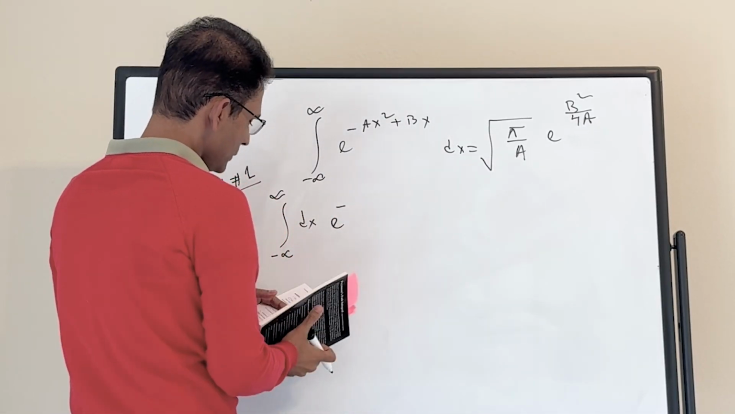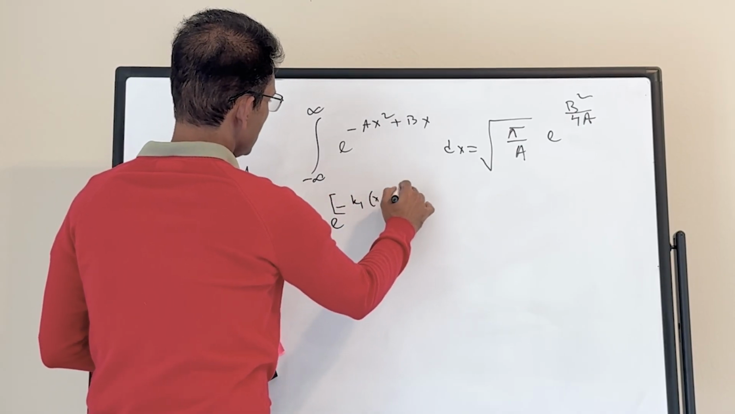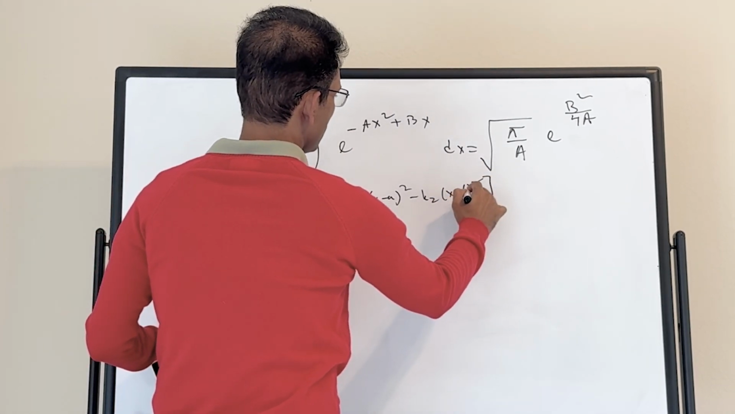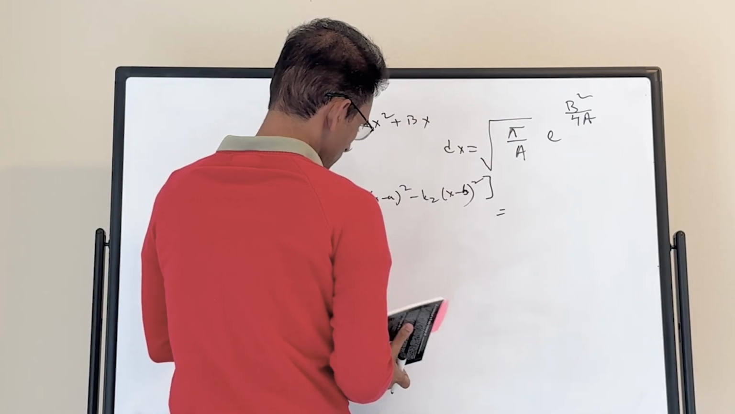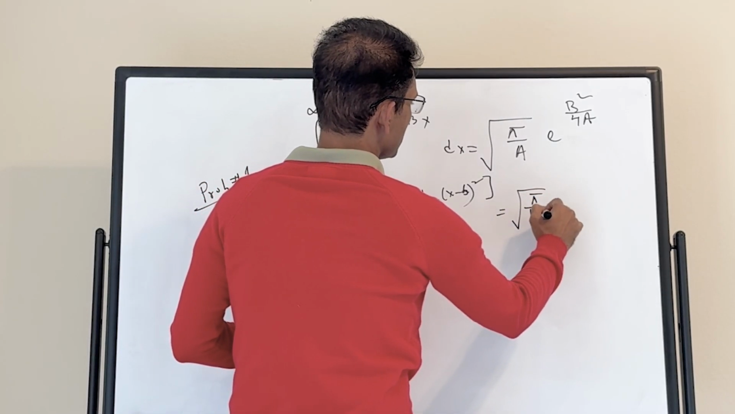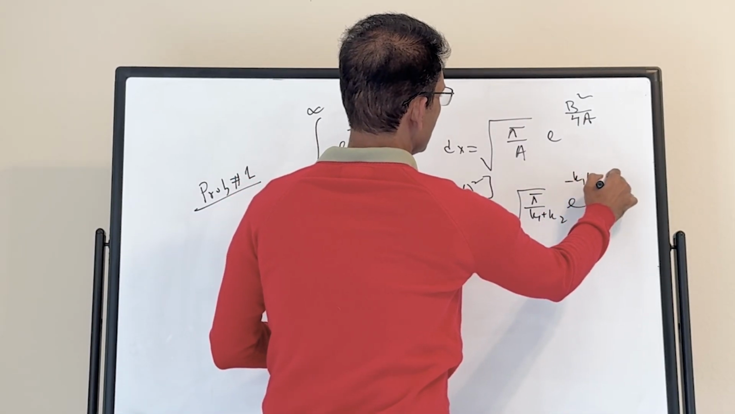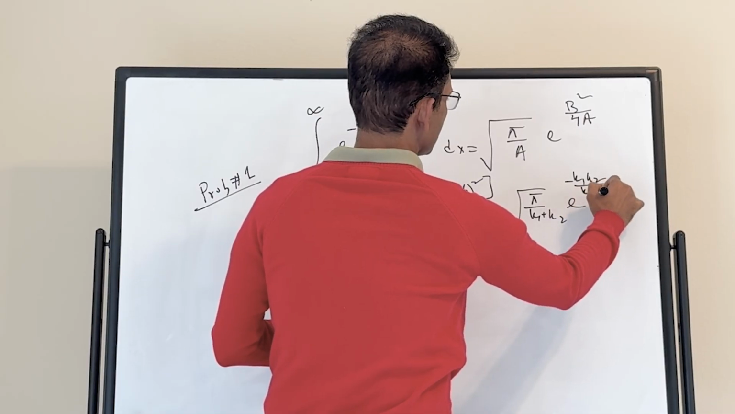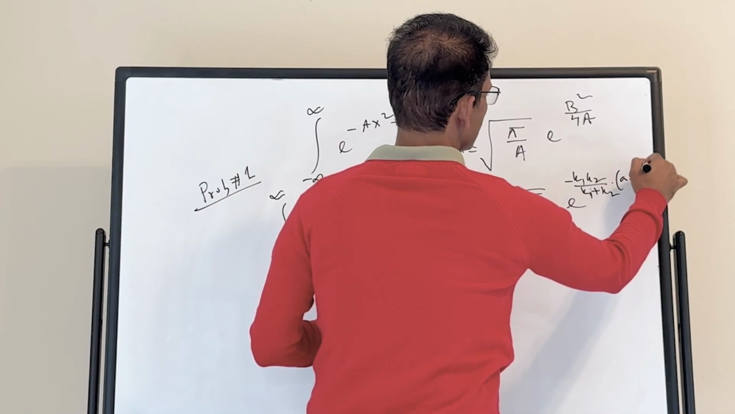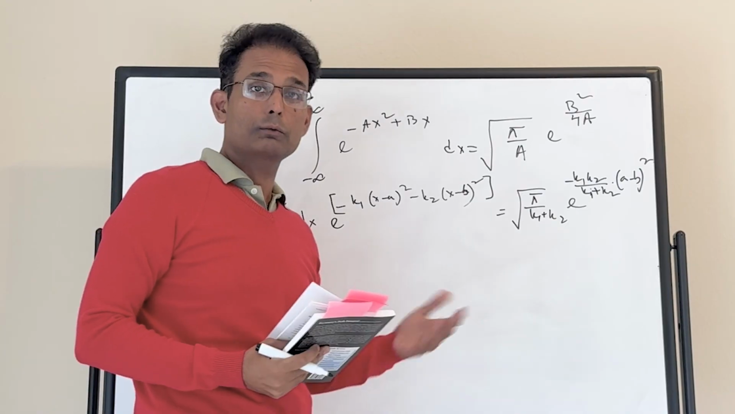e to the power minus k1 (x minus a) squared minus k2 (x minus b) squared is equal to an expression which is square root of pi over (k1 plus k2) e to the power minus k1 k2 divided by (k1 plus k2) times (a minus b) squared. So this is the result. This is going to be very useful for doing path integrals.